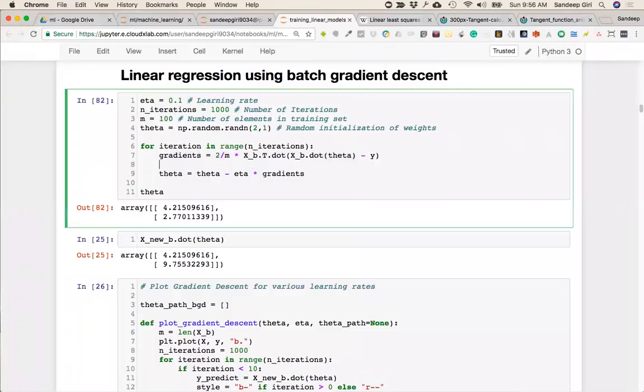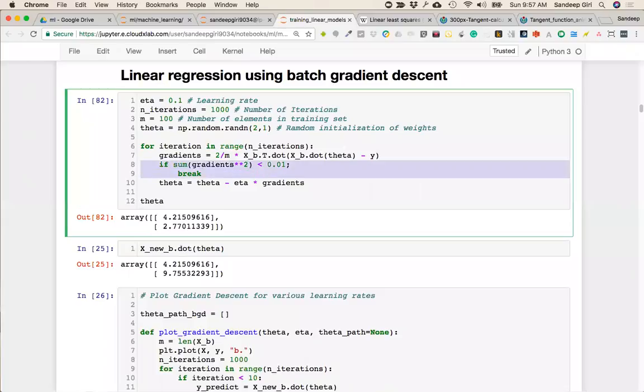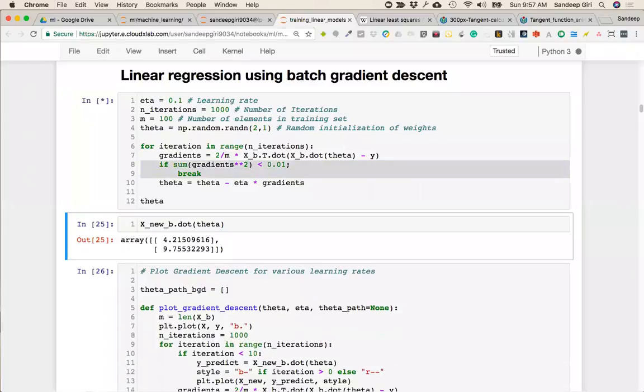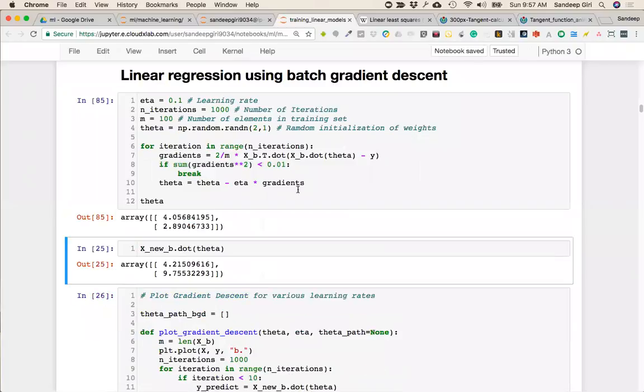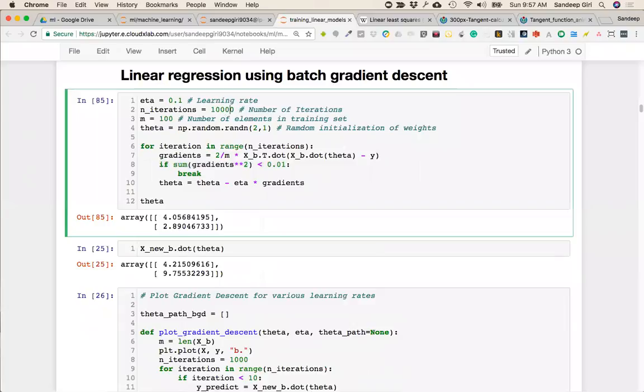So all we have to do is say gradients square, and then we sum it up. We compute the sum of this. If the sum is less than some amount of value, then we break. This is what it is. Does it work? You can see that the precision is really high.